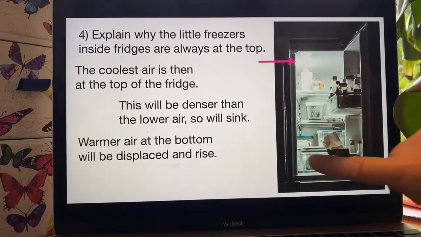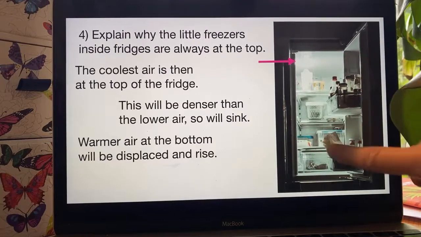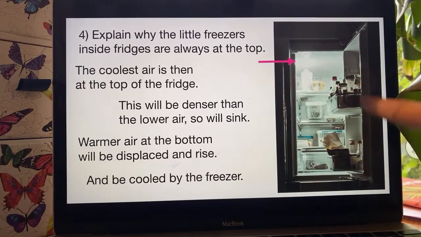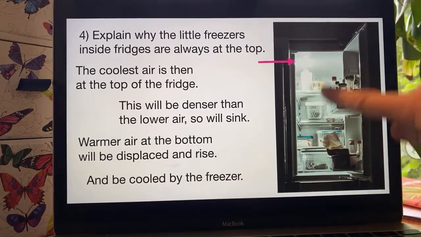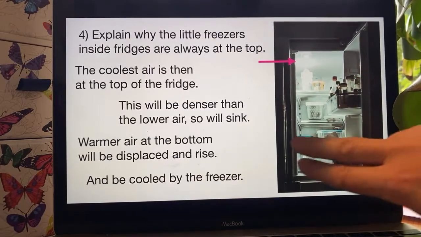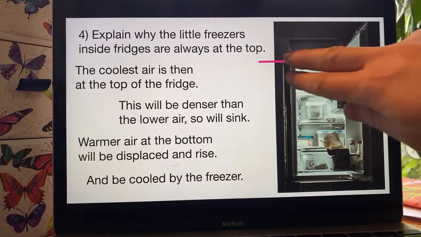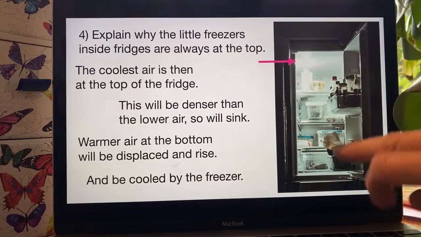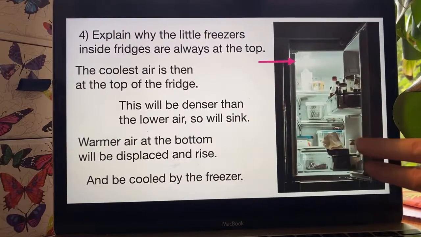Warm air at the bottom, well, there's no room for it anymore because there's cold air there, so the warm air gets displaced and rises up. And that gets cooled by the freezer. So in that way, all the food in the freezer gets cooled down. If the freezer was at the bottom, you'd just end up with warm, dense air at the top, wouldn't you? That was just kind of staying still because there'd be nothing pushing it out of the way, because the cold, denser air would be sat at the bottom.